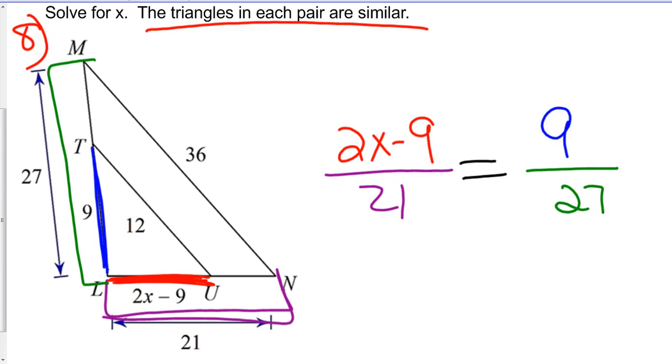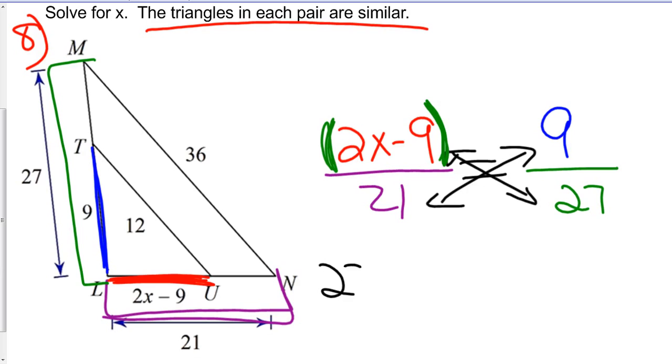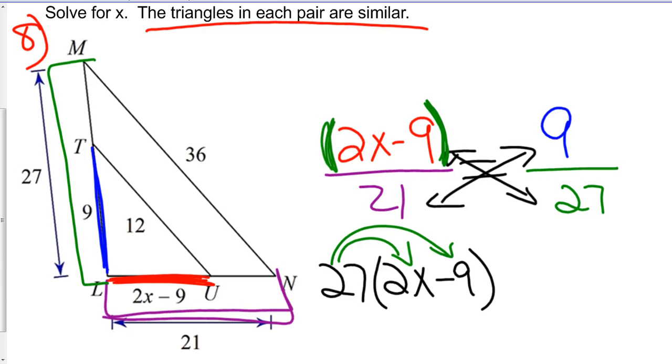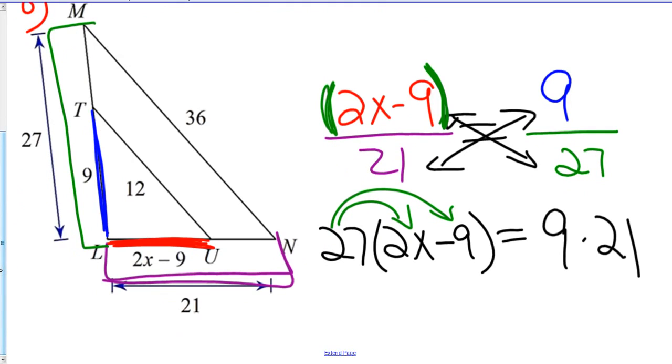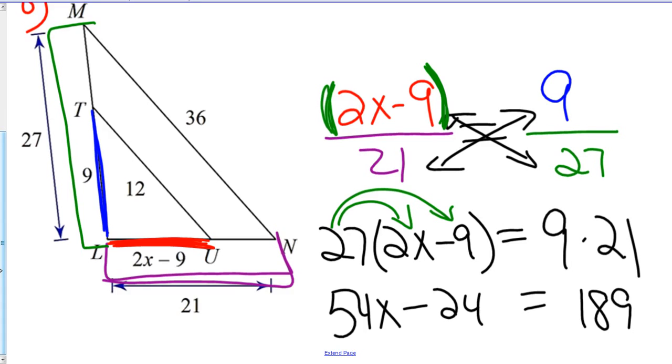And of course, you are going to cross multiply. When you cross multiply, please be careful. This 2x minus 9 needs to be in parentheses. So you're going to do 27 times 2x minus 9 in parentheses, and you will distribute. I can't tell you how many times you guys have missed points on problems because you forget to distribute properly. On the other side, we're going to do 9 times 21, which is 189. And when we distribute over here, 27 times 2x is 54x, and then 27 times 9 is 243.